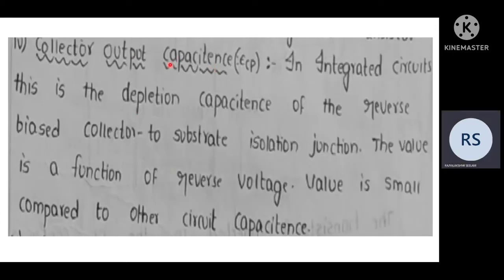Collector output capacitance. It is in an integrated circuit. This is the depletion capacitance of the reverse biased collector to substrate isolation junction. Its value is a function of reverse voltage. The value is small compared to the other circuit capacitances. Collector output capacitance.